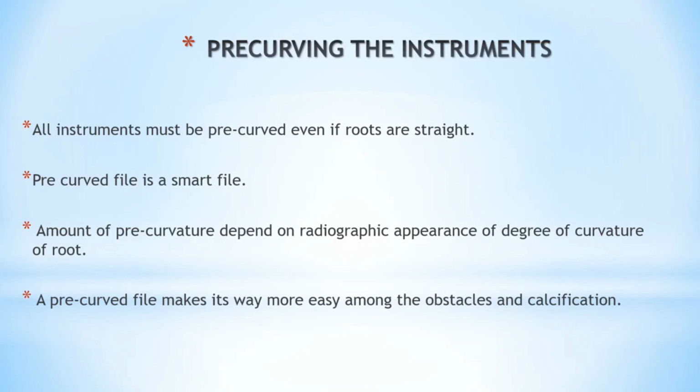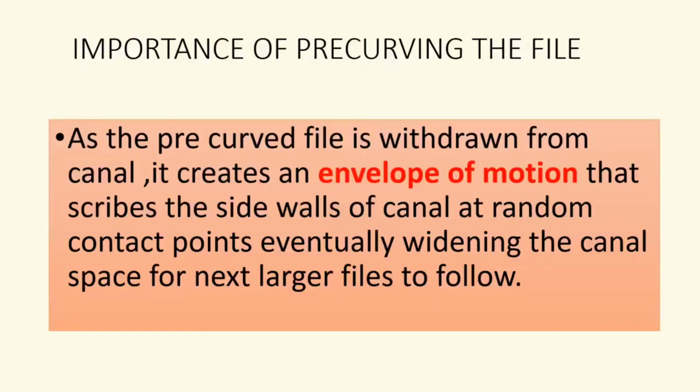Second skill or habit you should master is pre-curving the instrument. All instruments must be pre-curved, even if roots are straight. A pre-curved file is a smart or intelligent file. The amount of pre-curvature depends on the radiographic appearance of the degree of curvature of the root. A pre-curved file makes its way more easily among the obstacles and calcifications.